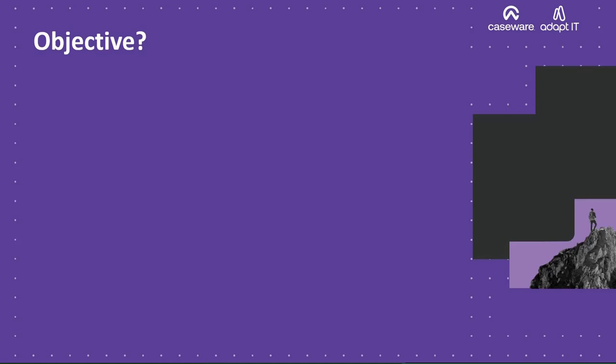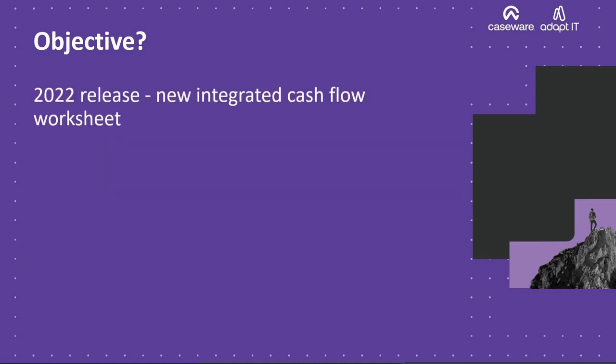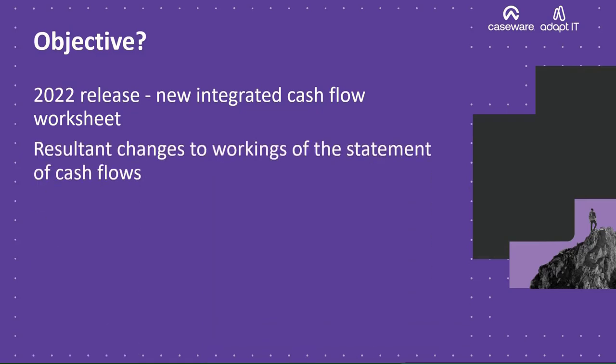What is the objective of this video? In the 2022 release, a new cash flow worksheet was added to the IFRS and SME template. This worksheet is integrated into the statements of cash flows, and consequently some changes were made to the statements of cash flows itself. My objective is to demonstrate the relationship between the worksheet and the actual cash flow statement in the financial statements. I will do this by means of a very short explanation, followed by a demonstration.